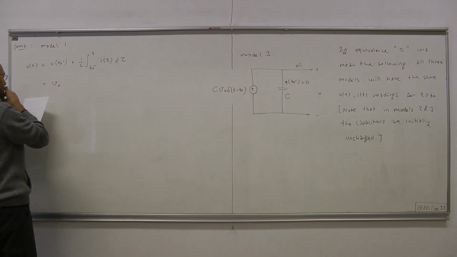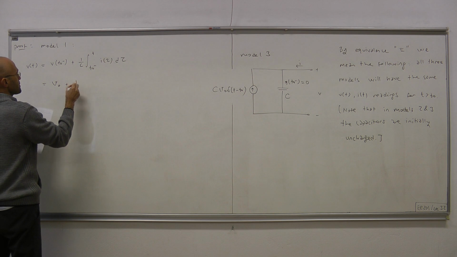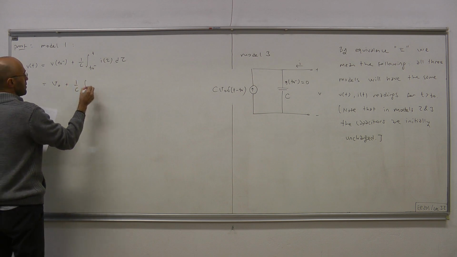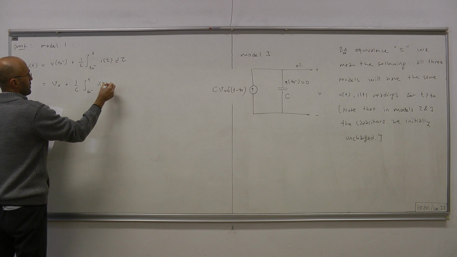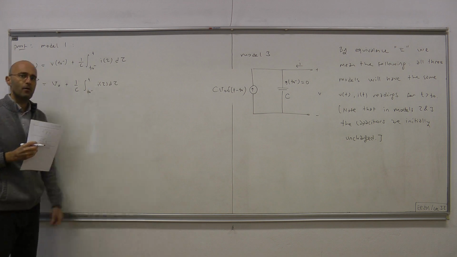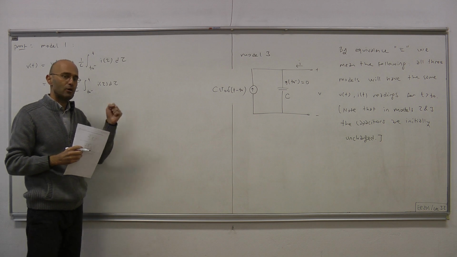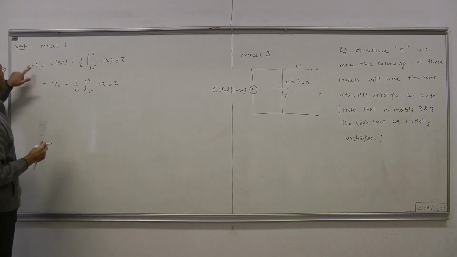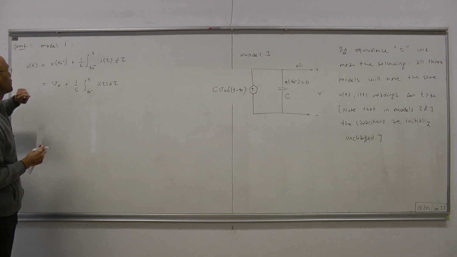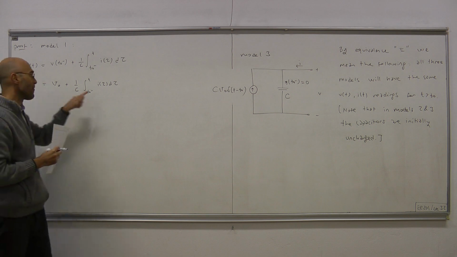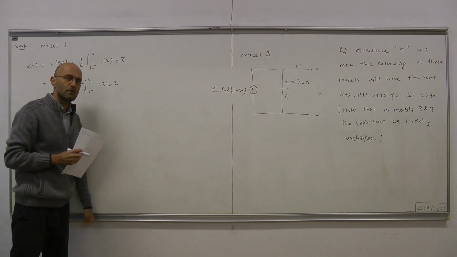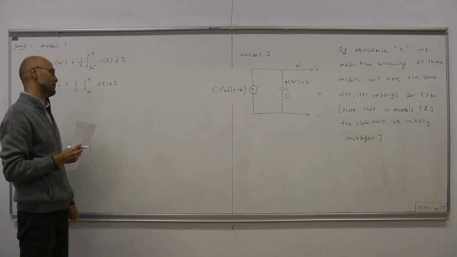Okay, so let's replace that: v(t) equals V0 plus 1 over C integral of i(tau) d tau. Now, if those three models are equivalent, it would mean that for model 2 and model 3, we should have the same voltage-current relationship. And let's see that it's actually the case.